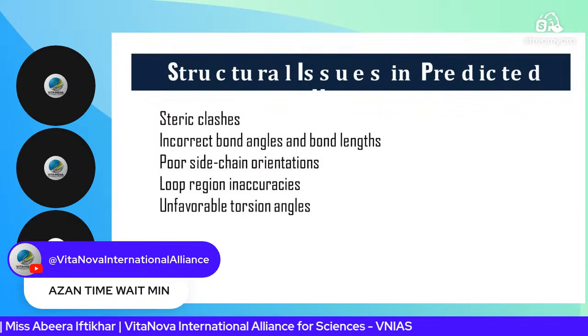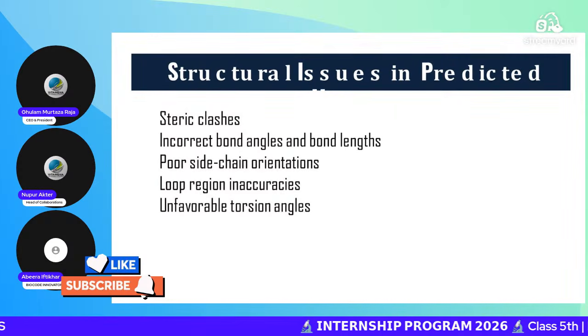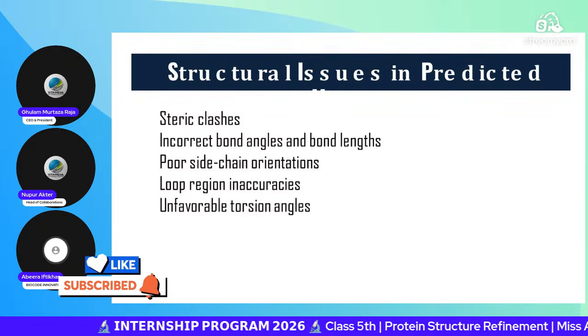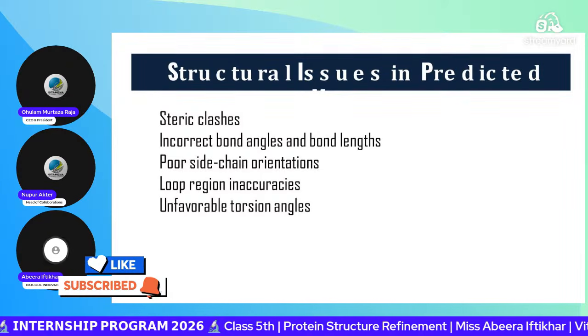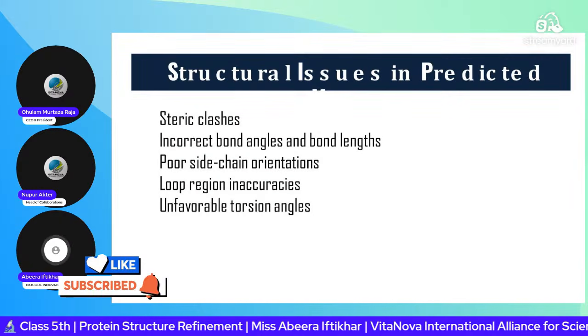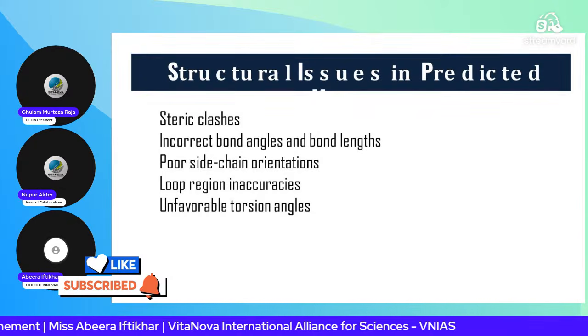The next thing is, what are the structural issues in a predicted model, or we can also say in a low-resolution or poor-resolution model? There will be structural clashes, any kind of incorrect bond angles, or wrong side-chain conformations. We have to reorganize them using the Galaxy server.